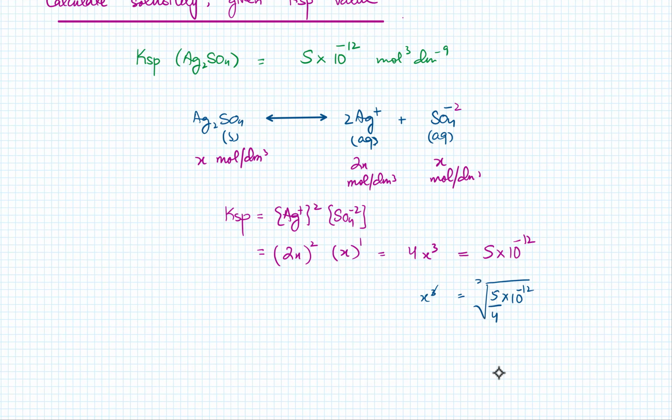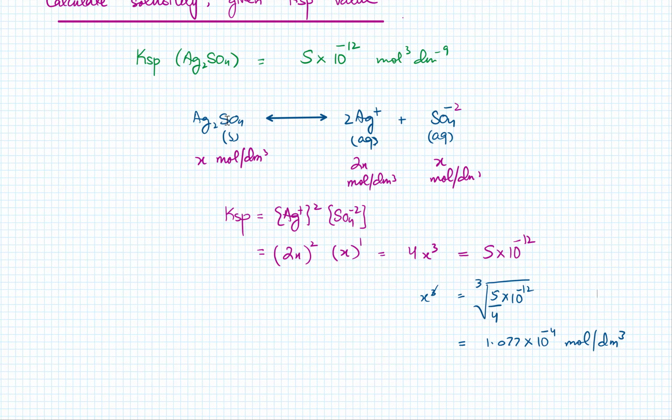So do a cube root. Now tell me what the answer is. What is X? 1.077 multiplied by 10 power minus 4. So that means this is the concentration of the salt that dissolves. That's what X is. In a saturated solution, this is the amount of salt that's going to dissolve, right? Is this clear to everyone?